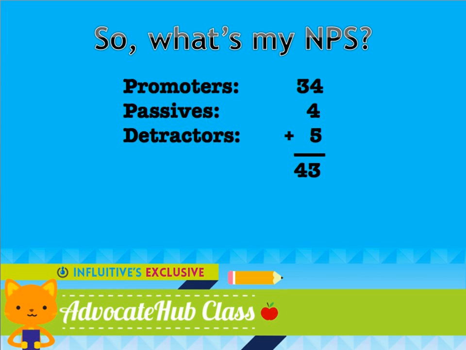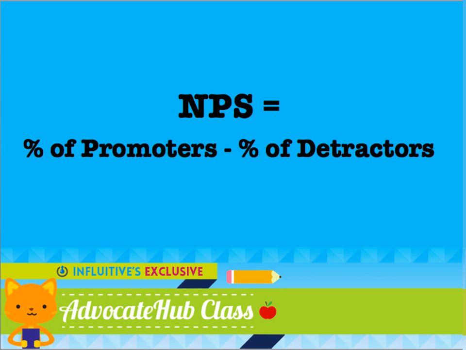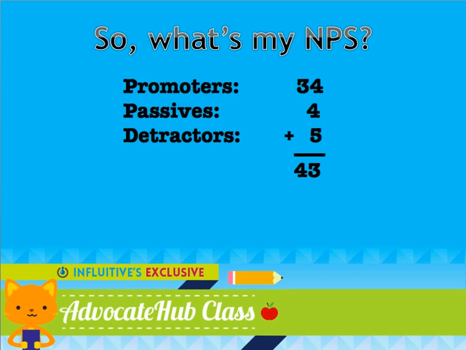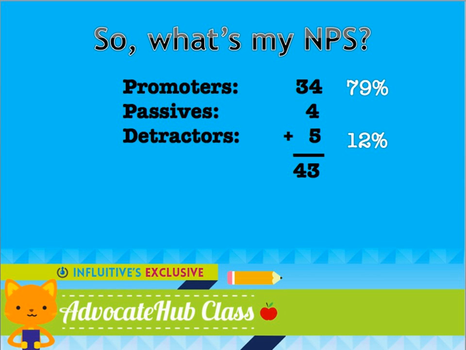4 gave a score of 7 or 8. And 5 gave us a score of 0 to 6. That's your detractors. Total of 43. So remember, we want to know the percentage of promoters minus percentage of detractors. So what is that? Let's do the math. We have 79% promoters, 12% detractors.